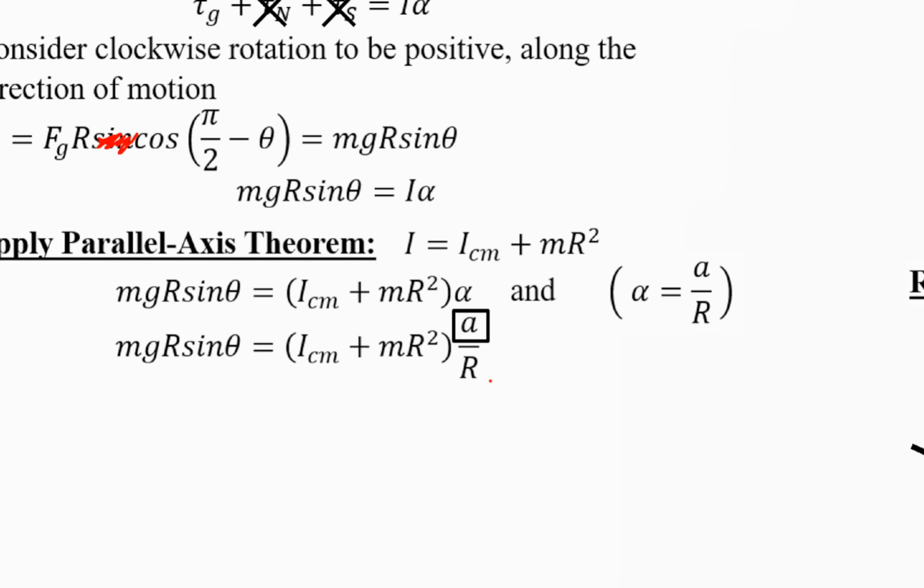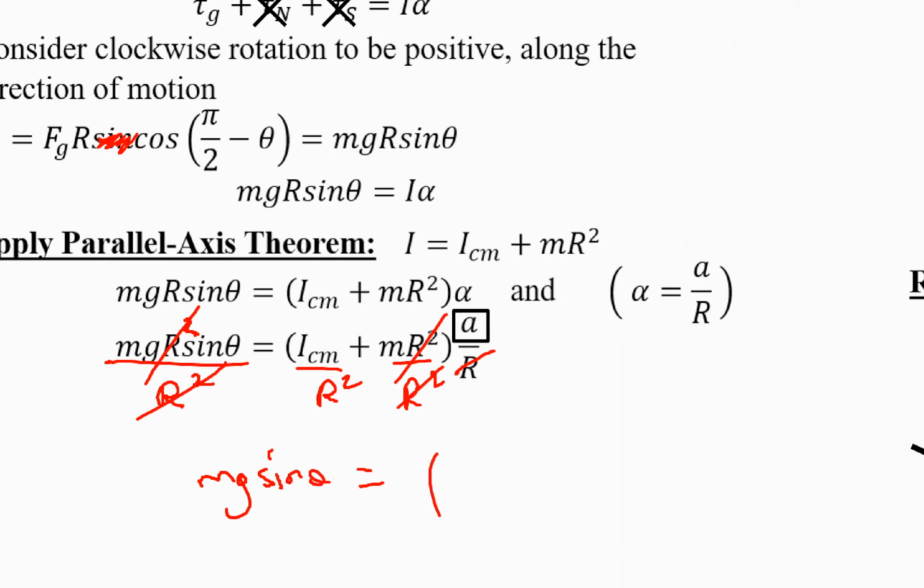So you can think about it in this way. R is down, we can make it up, so that would be to the power of 2, and this cancels. Now here again we can divide by r square. So this with this would cancel, and this with this would cancel, and we're left with mg sine theta equals I center of mass divided by r square, plus m A over r.